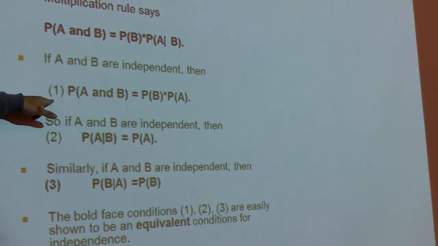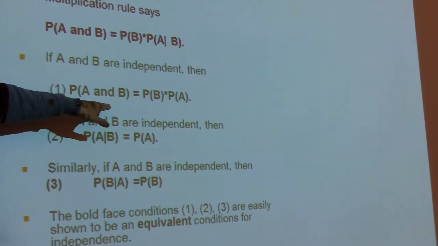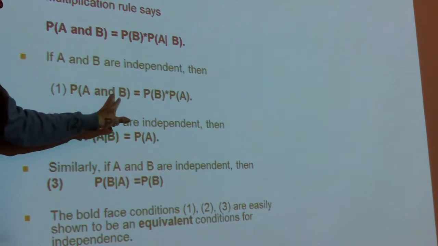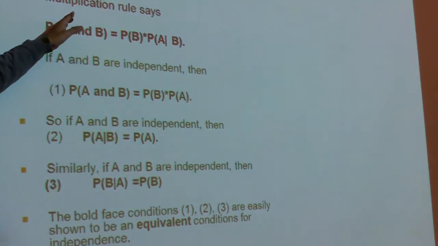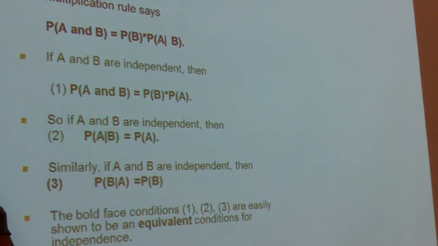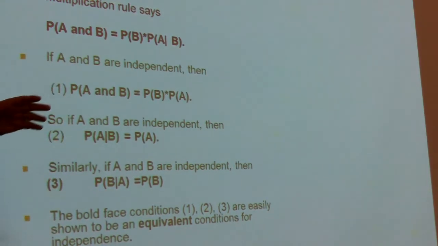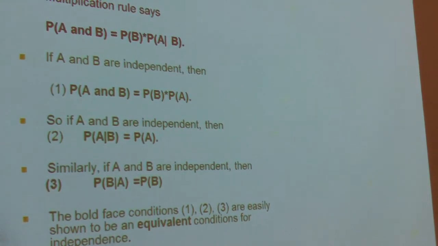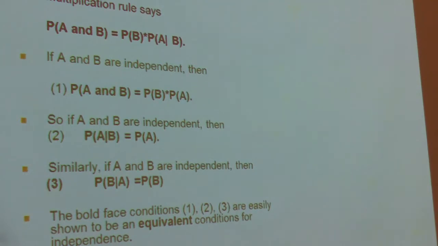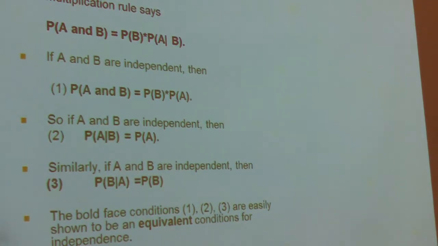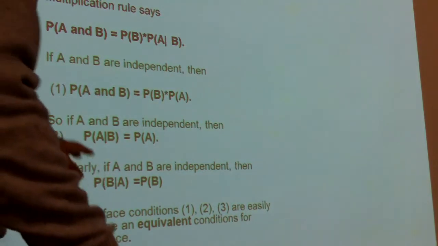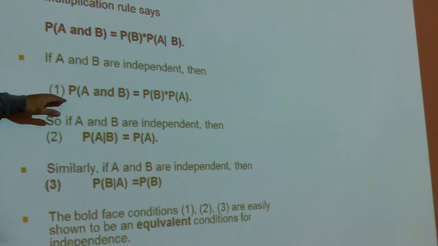We know this, right? Our first multiplication formula: when A and B are independent, P of A and B equals P of B times P of A. So if this is true, the 2 events are independent. So in any problem, if you have P of A and B, you also have P of A and P of B, then you can check whether or not the 2 events are independent by using this condition. If they are equal, they are independent. If they are not equal, they are dependent. Okay, so that's our basic condition.